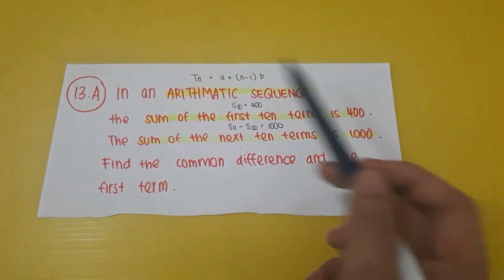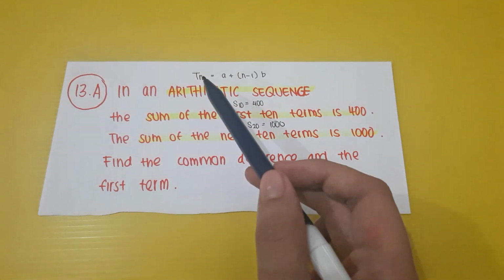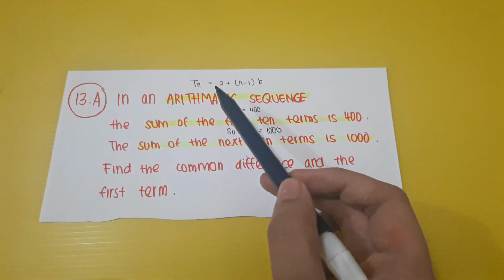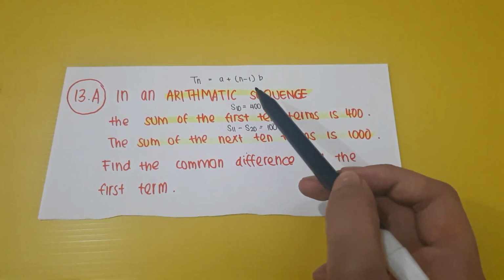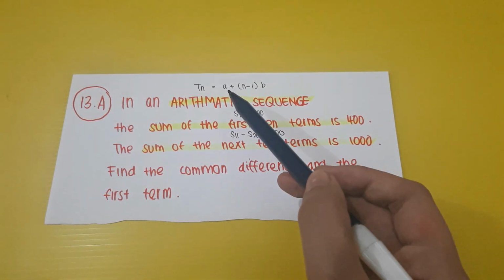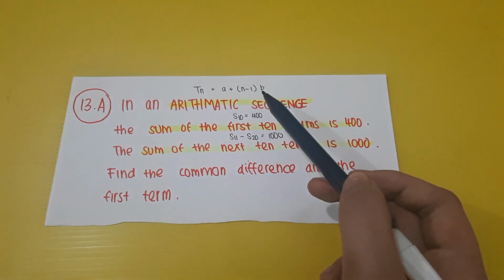Since it is an arithmetic sequence, we can apply this formula where term n equals a plus n minus 1 times b, where a is the first term and b is the common difference to be found.